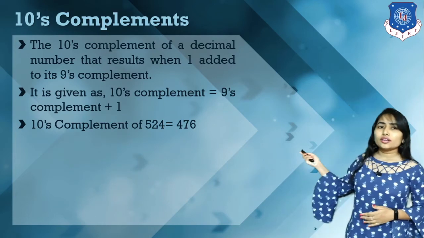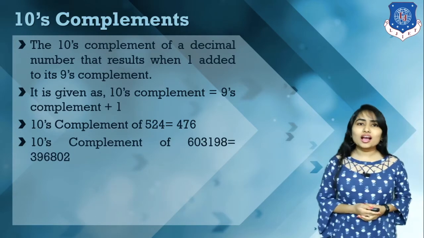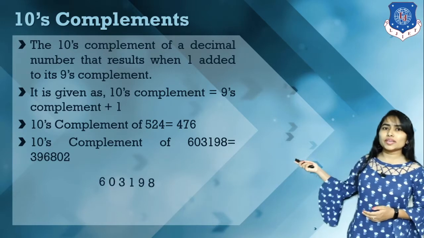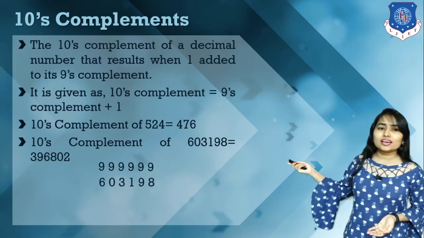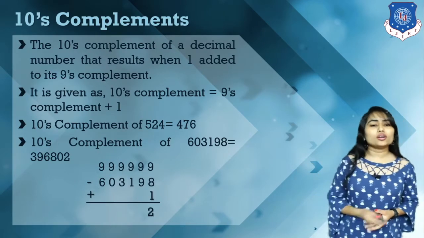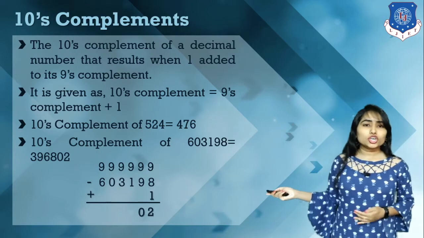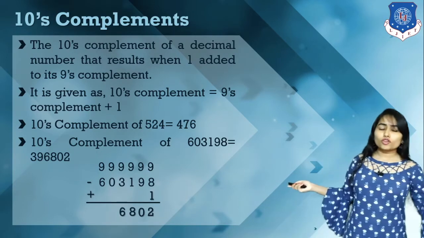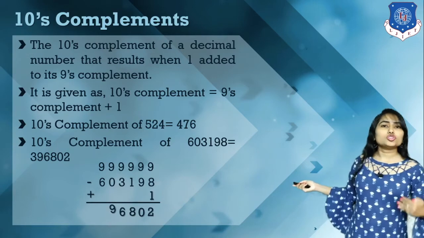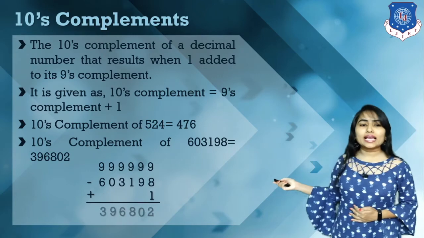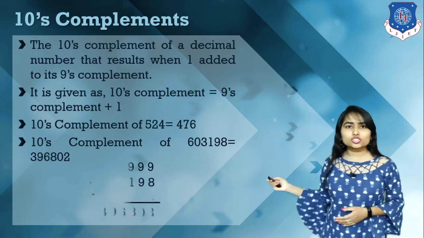Now let's take another example of how we can calculate the 10's complement of this number. Simply subtract from 9 and add 1, so we have the 10's complement of this number. This is how we can perform subtraction from 9 and add 1 for the 10's complement.